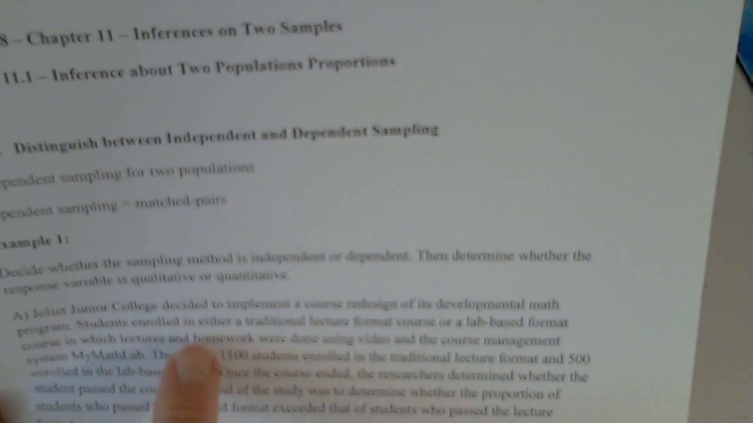So I think it's Joliet Junior College decided to implement a course redesign of its developmental math program. Students enrolled in either a traditional lecture format course or a lab-based format course, in which lectures and homework were done using video and the course management system MyLab Math. They changed the name recently. It's MyLab Math. What you have is MyLab Plus. Okay, there were 1,100 students enrolled in the traditional lecture format, and 500 were enrolled in the lab-based format. Once the course ended, the researcher determined whether the students passed the course. The goal of the study was to determine whether the proportion of students who passed the lab-based format exceeded that of students who passed the lecture format.